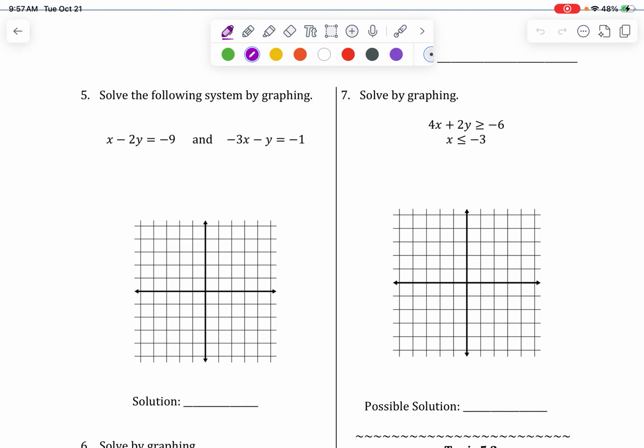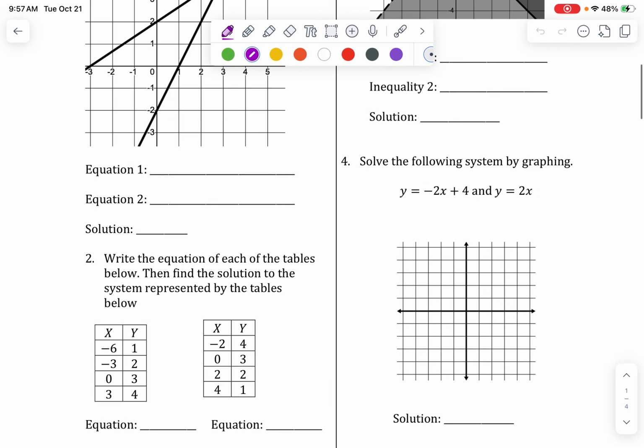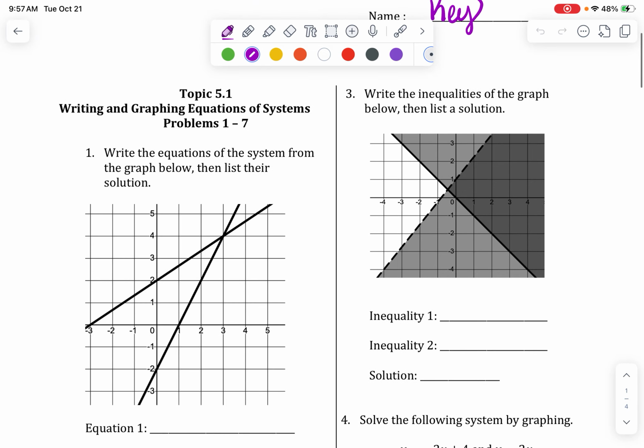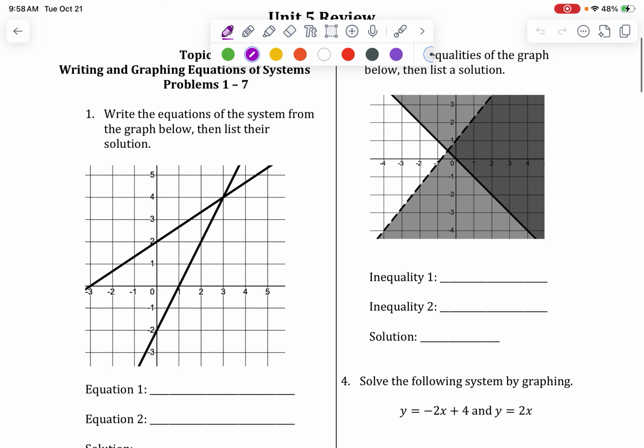All right, you guys, I'm just gonna work through our Unit 5 review to help answer any questions you may have or just help you check your process and use as an answer key. So here we go. It's kind of broken up by topic. So we have 4 major topics, right? We learn our 3 methods and then our word problems.